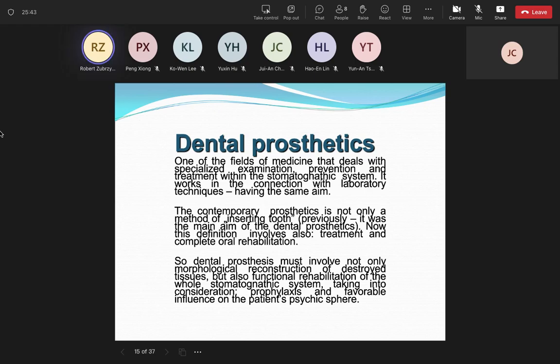So dental prosthesis must involve not only morphological reconstruction of destroyed tissue, but also functional rehabilitation of the whole stomatognathic system, taking into consideration prophylaxis and favorable influence on the patient's psychic sphere.